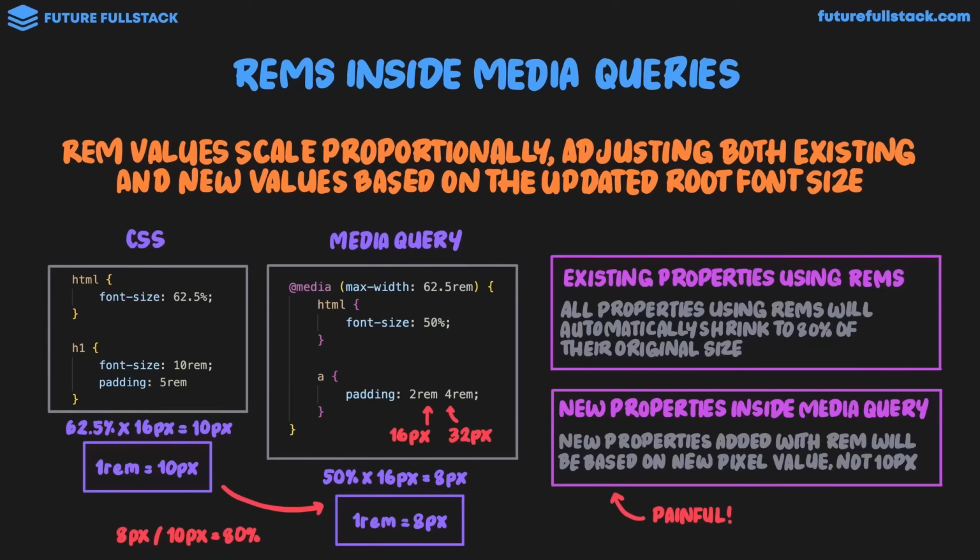And you can imagine that having to do the mental math where your rem value is changing inside each media query is just a bit painful. Because A, you need to remember which media query you're in and what the rem value is there, and B, you're no longer working with a nice rem value of 10 pixels. Now the good news is you don't actually need to worry about this.